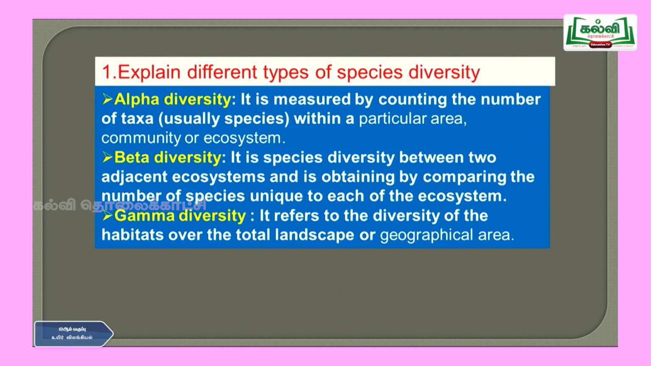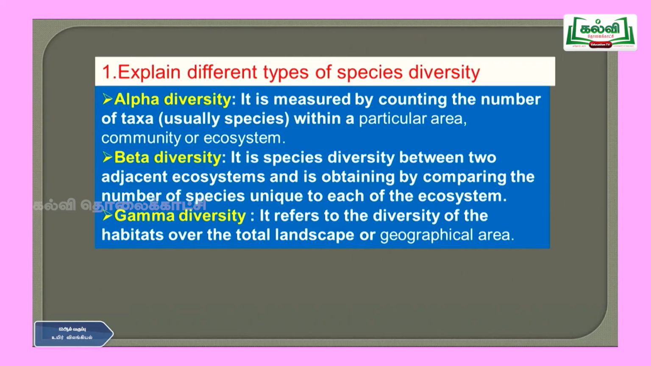And beta diversity is the species diversity between two adjacent ecosystems and is obtained by comparing the number of species unique to each of the ecosystems. So in one ecosystem, what type of organisms are there? In another ecosystem, what type of organisms are there? We will be comparing between them, and seeing what special organisms are there in one community which are not available in other communities. So that we will be checking in beta diversity.